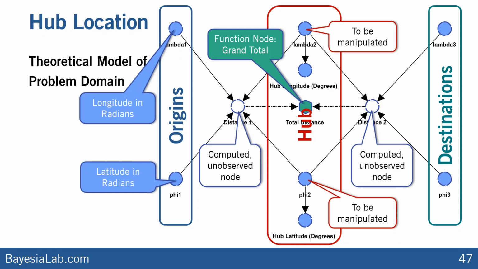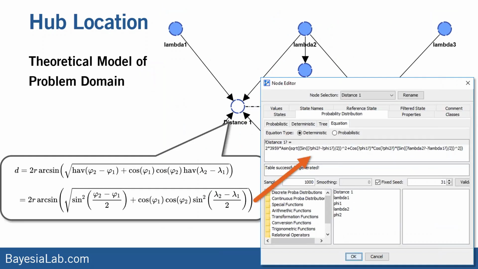So what do these nodes look like inside? Momentarily I'll switch into BayesiaLab to show that to you in practice. For now, I will share screenshots because they are easier to annotate with arrows and highlights. So let's look inside the node for distance.